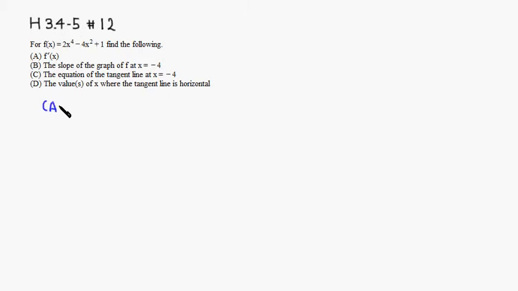So part A. If you take the derivative of f with respect to x, you will get, you have 2, so put 4 in front. 2 times 4 is 8, x to the, subtract 1 from the power, so it's going to be cubed. And put 2 in front, so negative 4 times 2 is negative 8, x to the, subtract 1 from the power, 2 minus 1, is going to be 1. Derivative of a constant is 0. So this is it, right? So let's type it in.